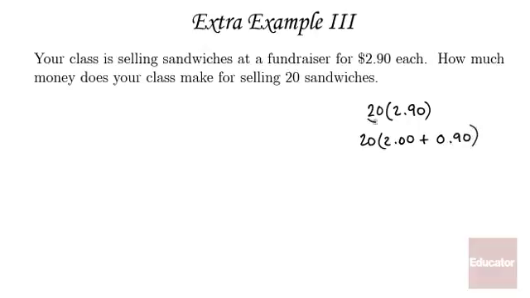So now instead of having to do 20 times 29, I only have to do 2 times 2, which is 4, with the 0, 40, and 2 times 9, which is 18, with the 0. And 40 plus 18 is very simply $58. So that's a lot faster than thinking 20 times $2.90 altogether.